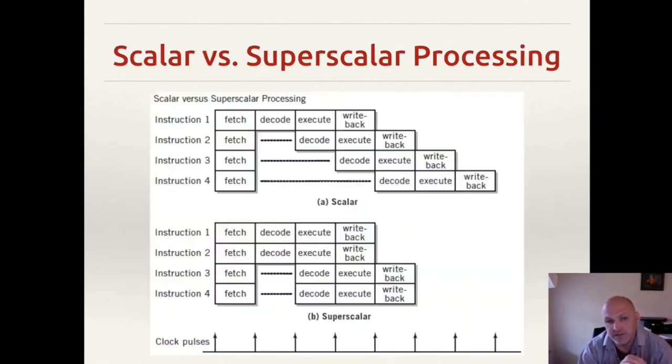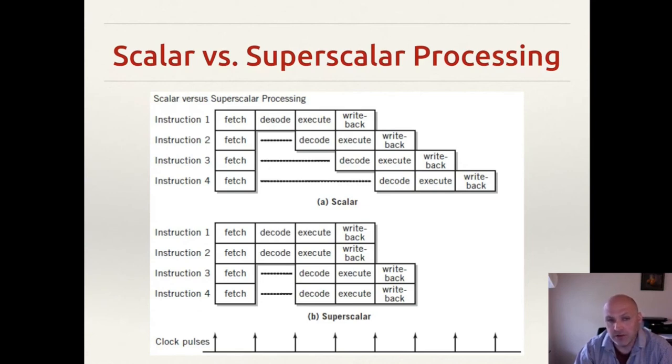So let's visualize this. Up top here, we have a scalar processor, the standard pipeline. Instruction 1 goes in, it's fetched and decoded. Notice that the fetches all happen at the same time. We've changed this up a little from the one we looked at last. Now we're grabbing stuff from memory in batches, so all of these instructions are fetched in the same cycle, because we grabbed a whole bunch of information from memory and put it in that buffer. But in a scalar processor, we can still only decode 1 instruction per cycle.